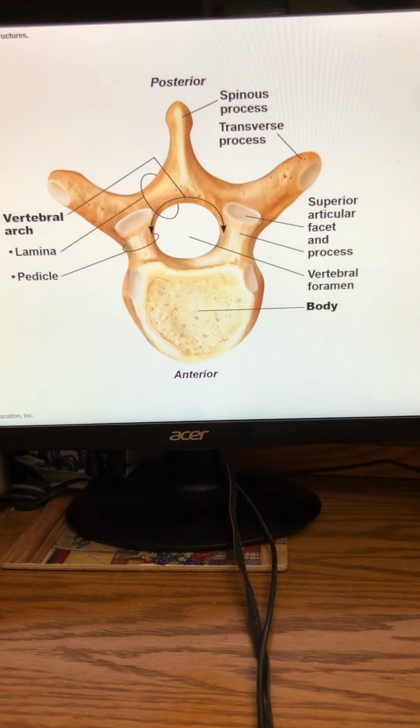So you do need to know this thing here, which is a typical vertebrae. And so I'm just going to go off of this one.